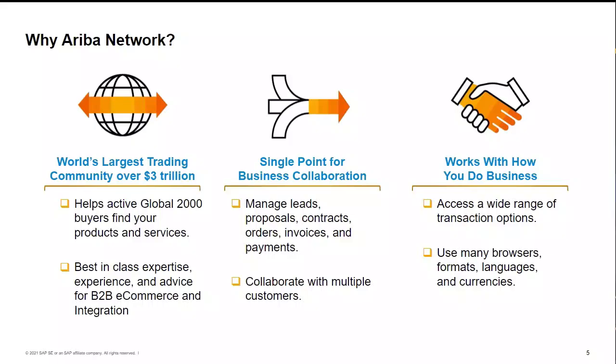Ariba Network also provides a single point for business collaboration, where suppliers can obtain leads and then work with customers and prospects on proposals, sales contracts, catalogs, and orders. Also, the network is flexible, and it will work with you the way you prefer to do your business. For example, you can interact with customers via web or via system-to-system connection. You can use many different browsers, formats, languages, and currency.